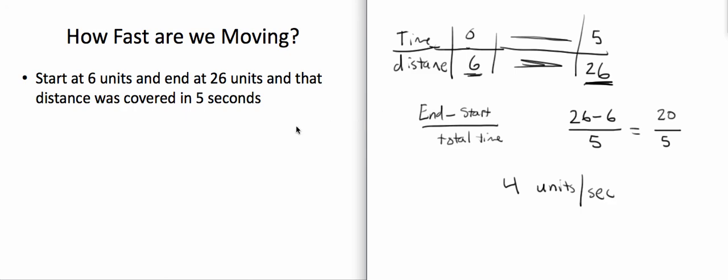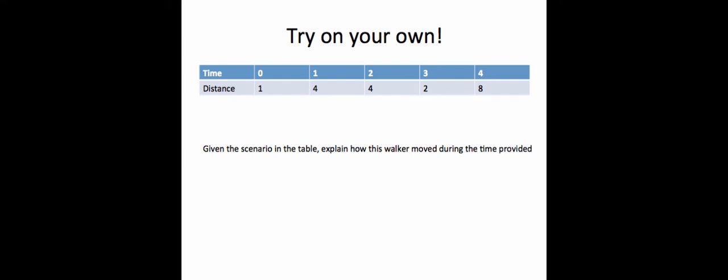All right. Here is the try on your own problem for section 3. Given the scenario on the table, explain how this walker moved during the time provided. Please answer this question in your notes, as well as getting your paragraph written down as to what you learned. If you have any other questions, make sure you let me know, and have a good day.